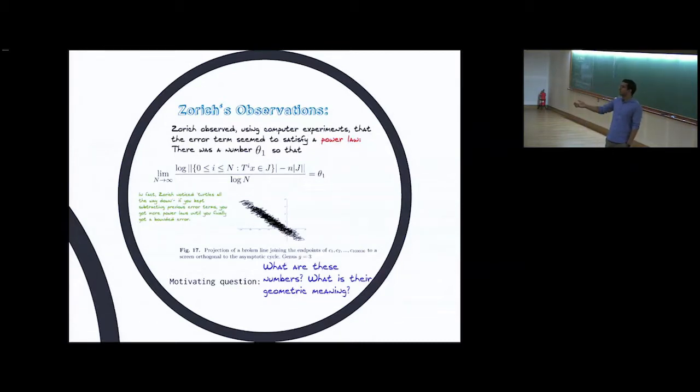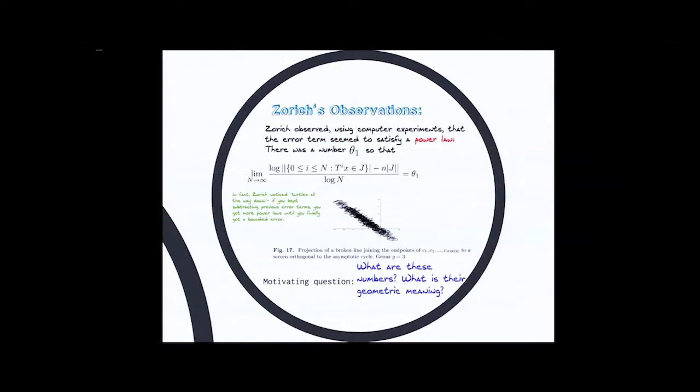Again, you'll get some number theta 2, and some number theta 3, and some number theta 4, until finally you actually get a bounded error. You'll finally get something where log of the error over log n is not going to 0. You actually get genuine bounded error once you add up all of the terms with power laws. So that's actually incredibly powerful.